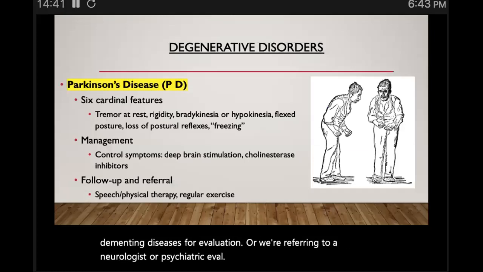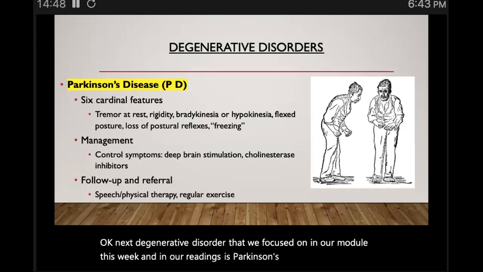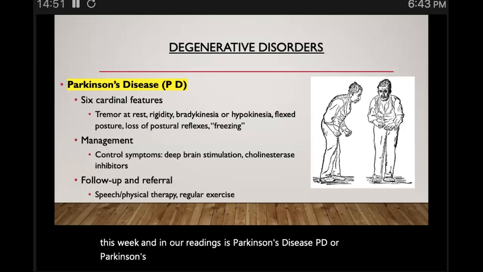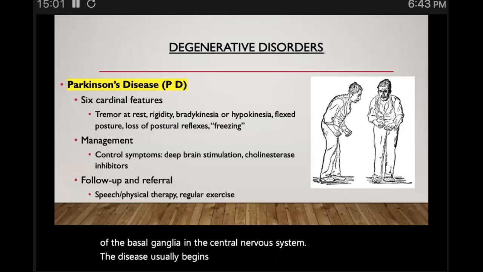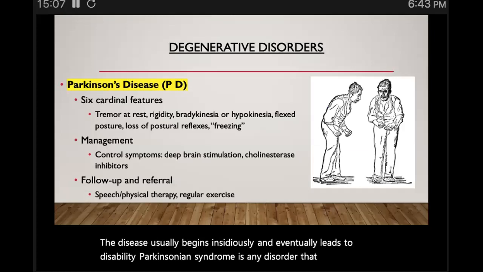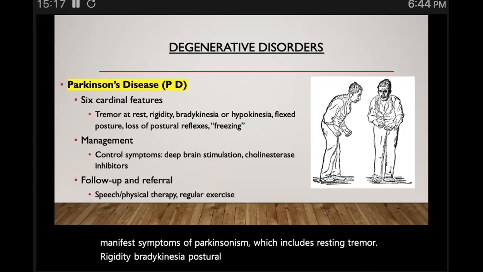Okay, the next degenerative disorder that we focused on in our module this week and in our readings is Parkinson's disease. PD, or Parkinson's disease, is a chronic progressive degenerative disorder of the basal ganglia in the central nervous system. The disease usually begins insidiously and eventually leads to disability. Parkinsonian syndrome is any disorder that manifests symptoms of Parkinsonism, which includes resting tremor, rigidity, bradykinesia, postural instability, flexed posture, and freezing.